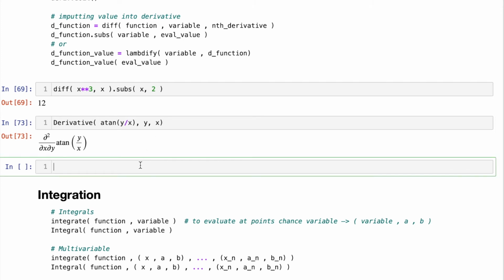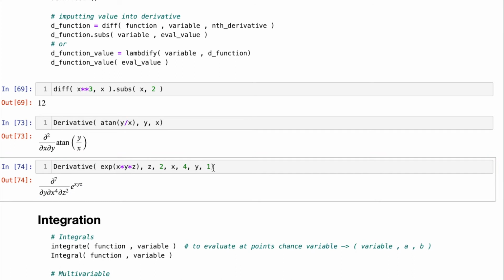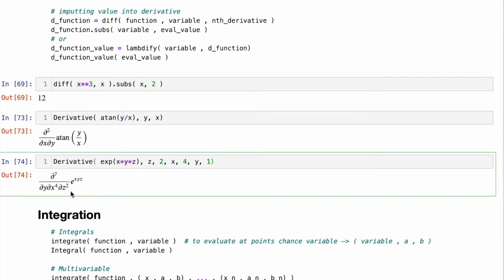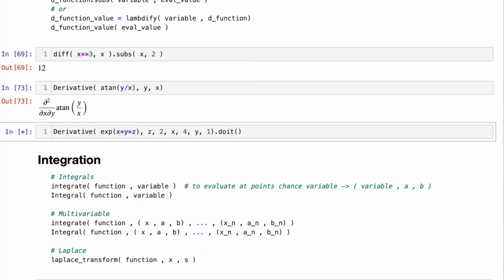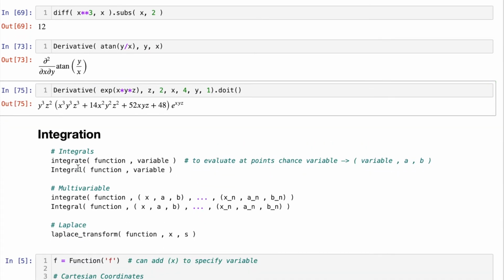Now let's do the derivative of x times y times z, comma x. So the second derivative with respect to z, we'll do the fourth derivative with respect to x, and the first derivative of y. And then we can tell SymPy to do it, but there's really no point because I don't really care to see what this is. Probably something pretty long. Let's see. Okay. Now we're going to do integration.